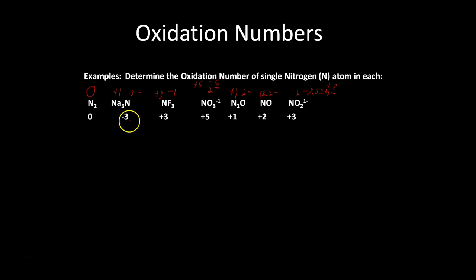So let's see if we got them. 0, -3, +3, +5, +1, +2, and +3. All right, so it looks like we're good all the way through. So go ahead and actually spend some time practicing determining oxidation numbers within the species. Either use your textbook example problems or some online example problems.